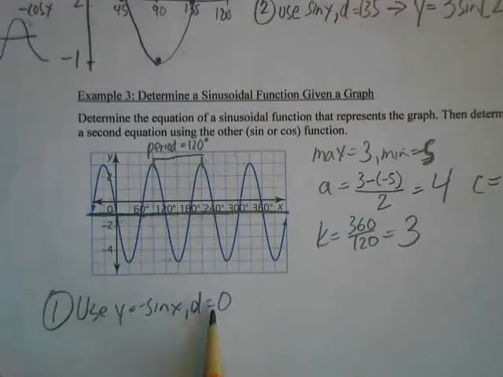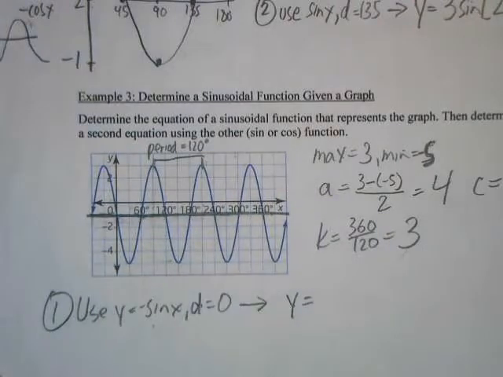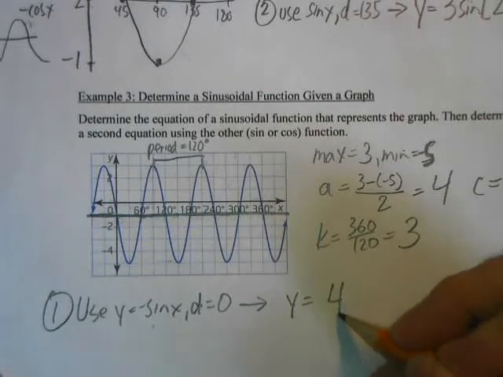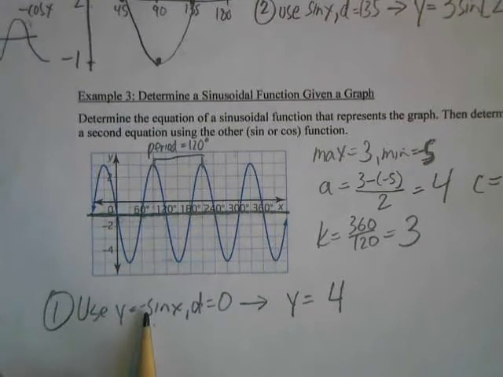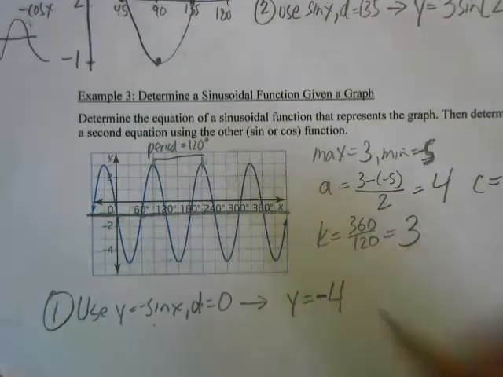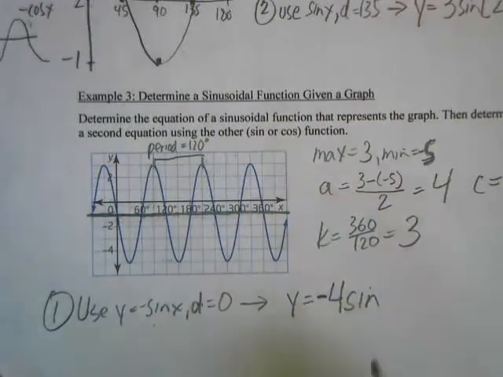So I've got my d value now, I've got my starting function, I've got my a, k, and c values. Now I just have to plug everything in to make my equation. Now the a value is 4, but because I'm using negative sine x, remember I said that negative sign goes right in front of the a value, it doesn't stay in front of the sine. It would look weird, 4 times negative sine. It's negative 4 times sine.